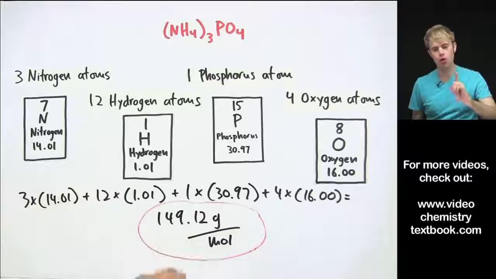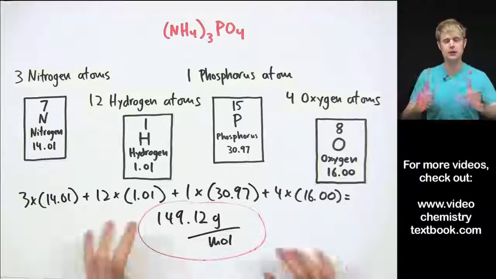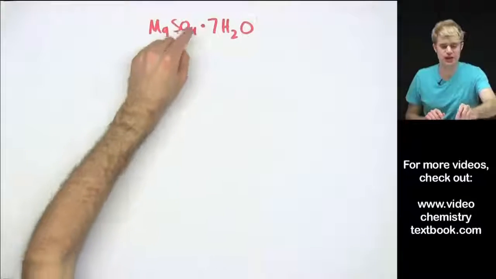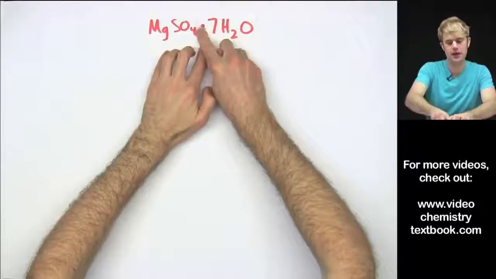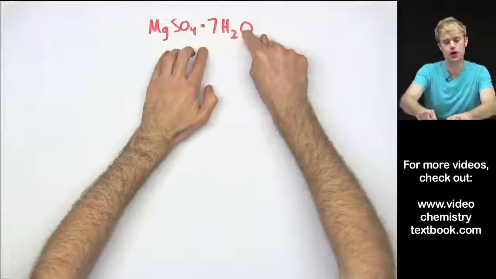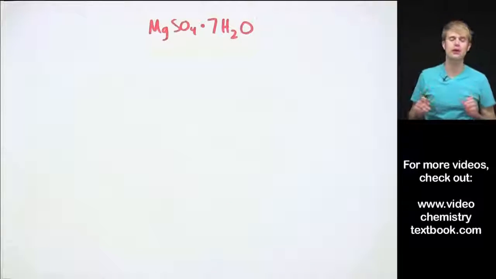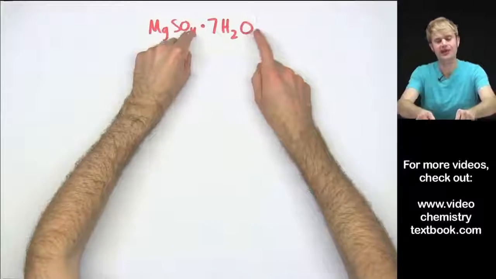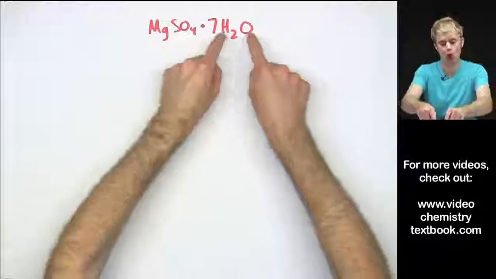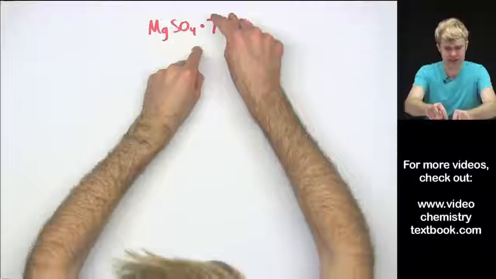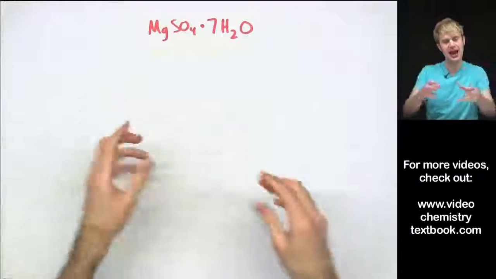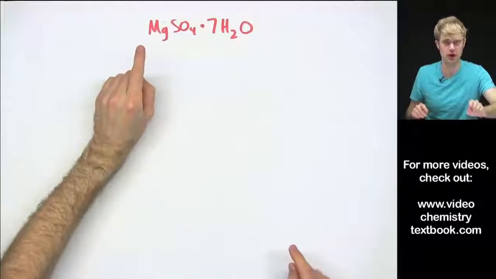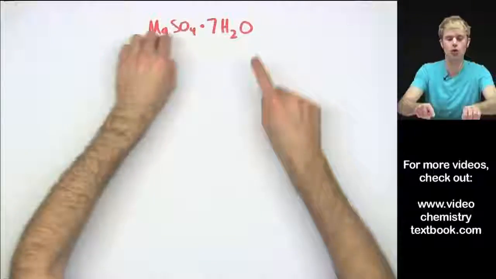Let's do one more formula for something that's a little bit tricky. We don't see it a lot, but it can be very confusing. MgSO4, and then we have this dot and 7H2O. This is a formula for a compound called a hydrate, which means that we have an MgSO4 and then we have 7 water molecules, H2O molecules. We've got 7 of these kind of just hanging out with this MgSO4.